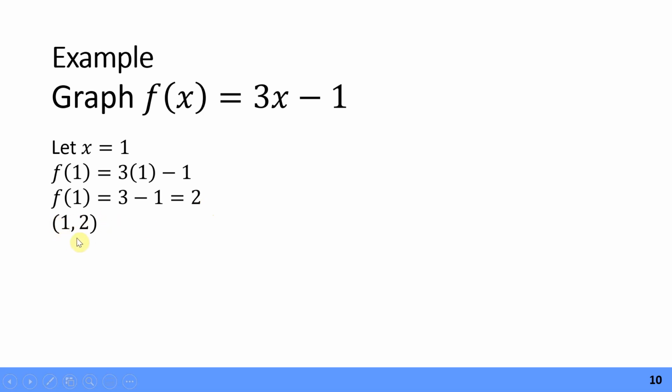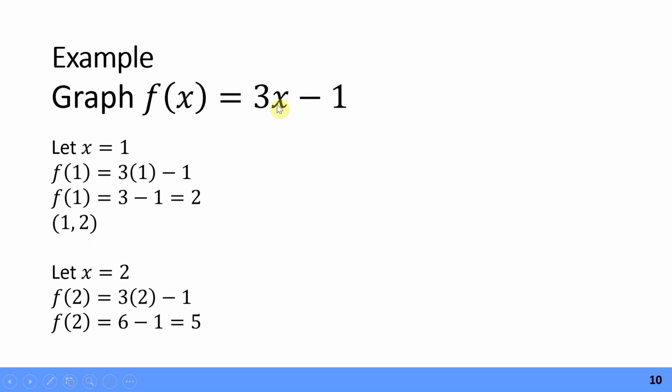So we already have 1 point. To find another point, I'm going to choose another random number. I chose 2. Again, you could use 3, you could use 5, you could use 127, you could use whatever number you want. But I just chose 2. And I do the same thing. I come to the equation. Instead of x, I'm going to put a 2. So 3 times 2 gives me 6 minus 1, I get 5. And of course, I have to write it down as an ordered pair. So this is my ordered pair.